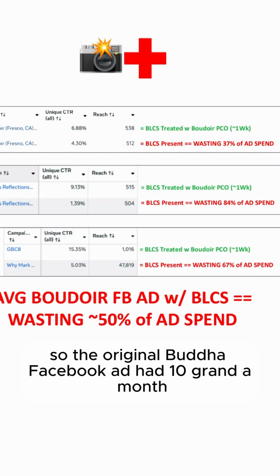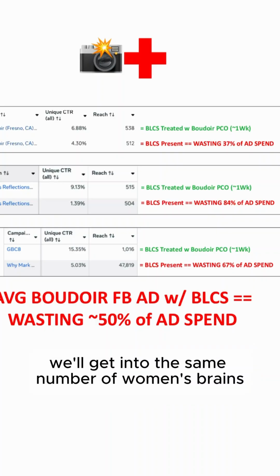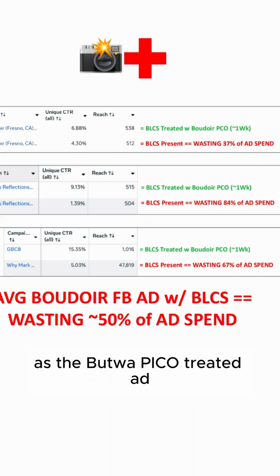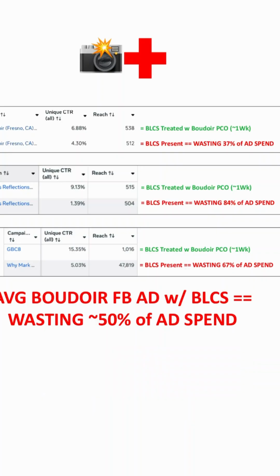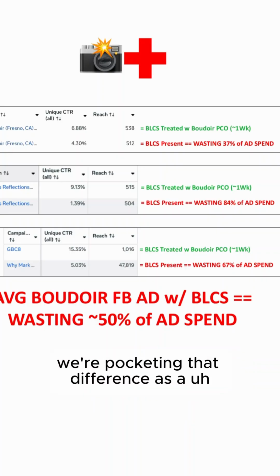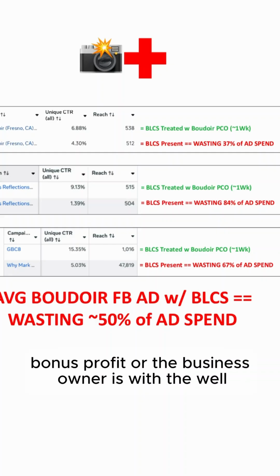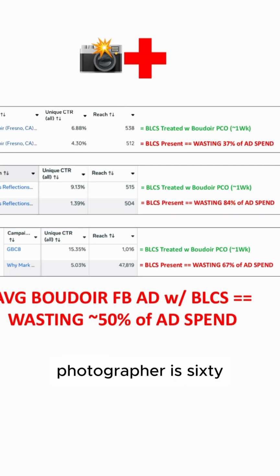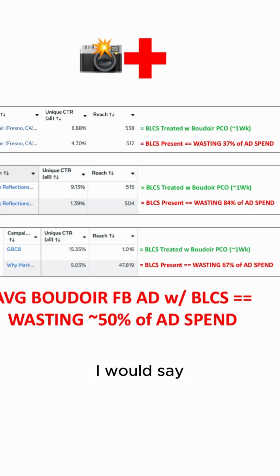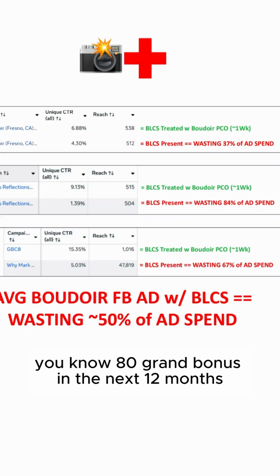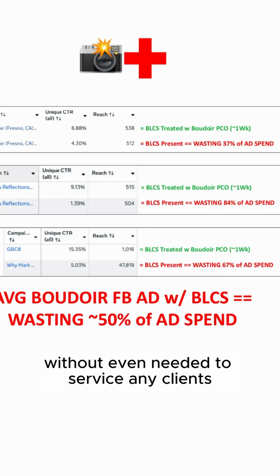So the original boudoir Facebook ad had 10 grand a month. We'll get into the same number of women's brands as the Boudoir Pico treated ad, spending only $3,300 a month. So that whole difference, we're pocketing that difference as a bonus profit, or the business owner is, the boudoir photographer, is $6,700 a month in bonus profit by simply not spending that money. I would say, 80 grand bonus in the next 12 months. So insanely good without even needing to service any clients.